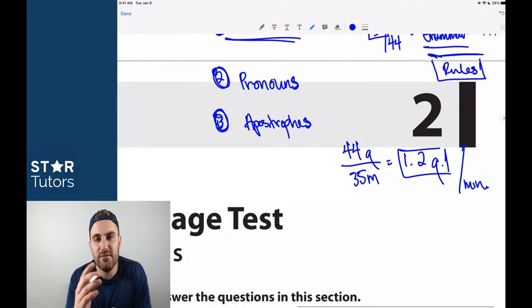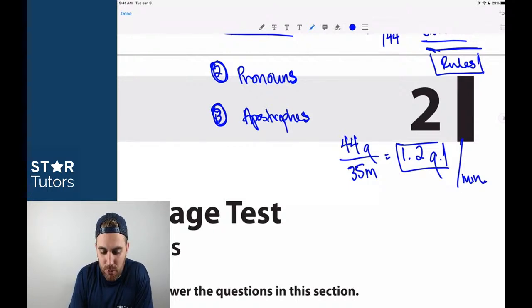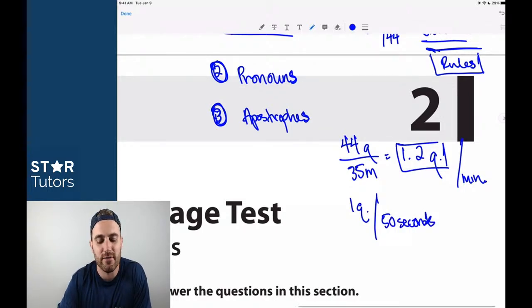I'll try to give you some extra tips on other parts of the test, but I just want to focus on these 3 items first, because if you get these 3 down, this is how important and impactful this can be. So 1.2 questions per minute. Roughly speaking, 1 question per, let's say, 50 seconds. You have 50 seconds per question on the SAT writing and language section, roughly.